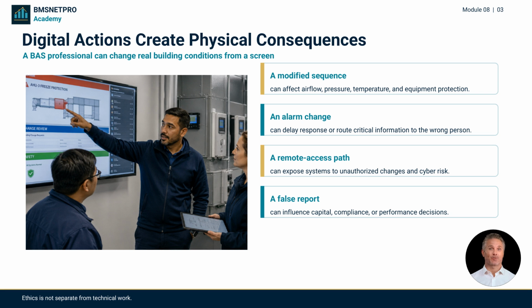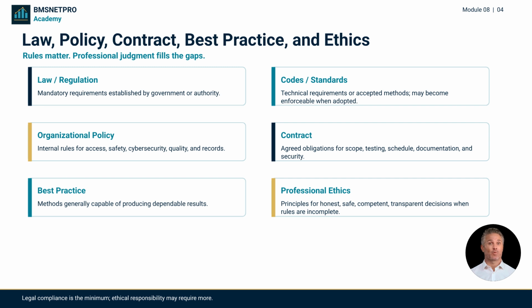A BAS professional can change building conditions from a keyboard. That creates responsibility. A sequence, alarm, remote connection, or report may have safety, operational, and financial consequences. Law, standards, organizational policy, contracts, and best practices all guide decisions. Professional ethics guide us when the written rule does not provide the complete answer.